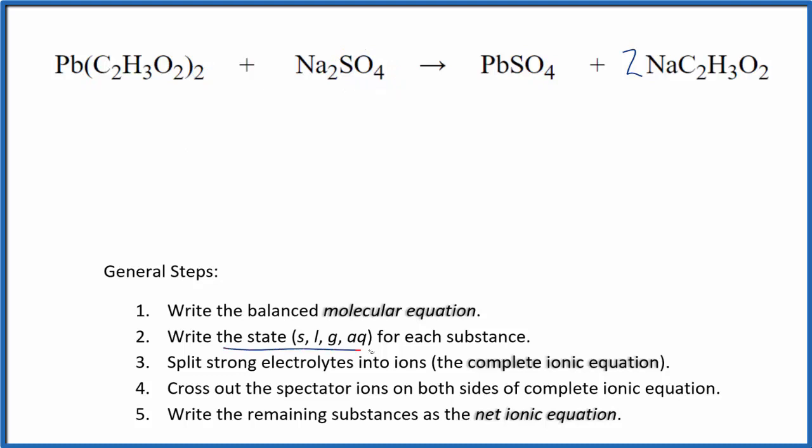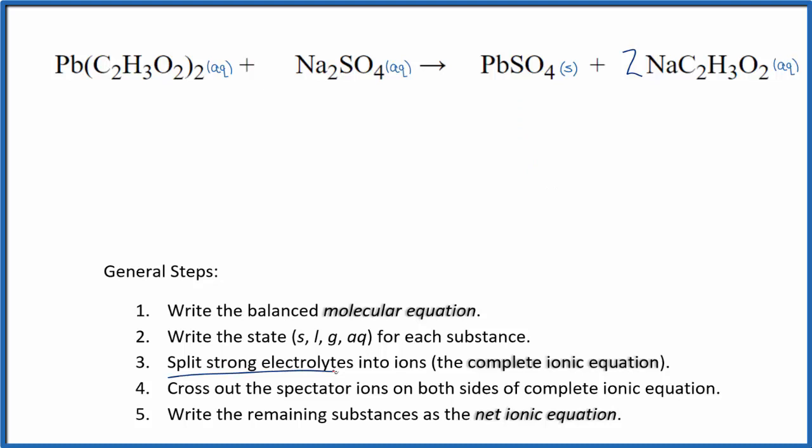Now we can write the state for each substance. That'll look like this. Compounds with the acetate ion, they're very soluble. Compounds with sodium are very soluble. And sulfates in general are soluble with a few exceptions. And one exception is this lead-2 sulfate is insoluble. That means when these two substances react, this will be a solid. It will fall to the bottom of the test tube as a precipitate. So we have the states.